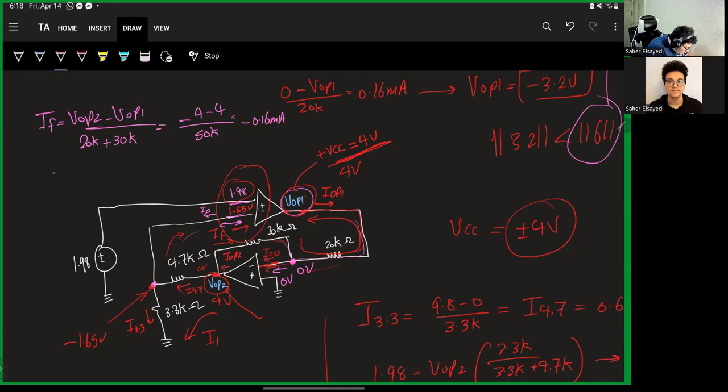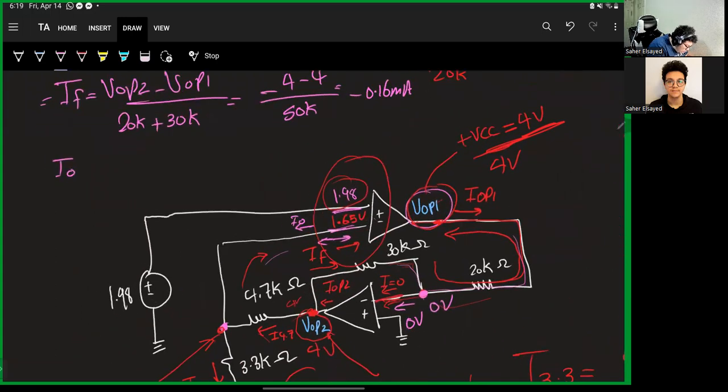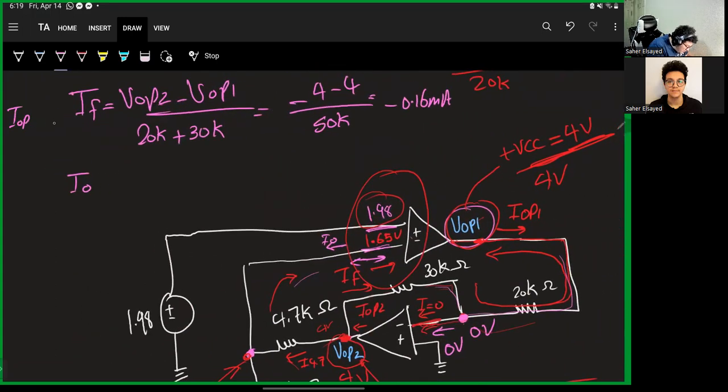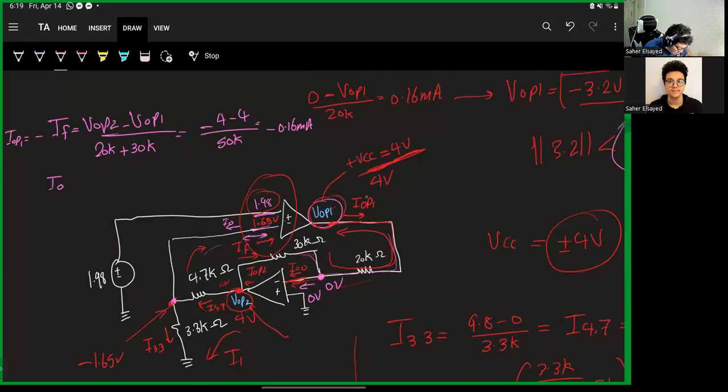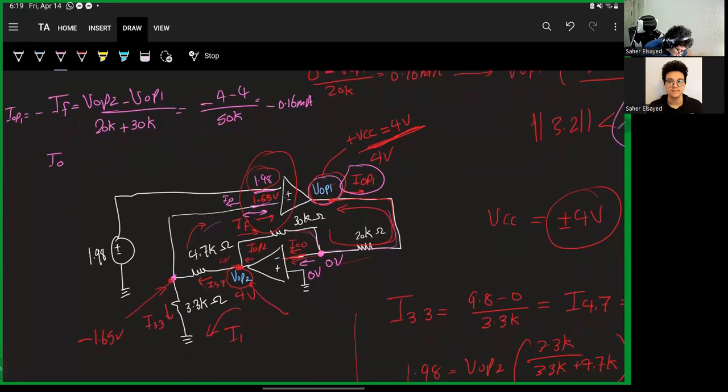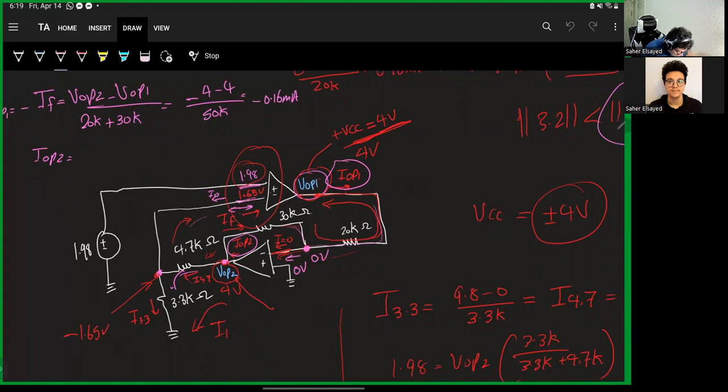Okay. Now IOB2, which is this current here, IOB1 or B2? IOB1, I'm going to put it here. IOB1 is negative IF, right? It's the opposite of IF. IOB2, which is the current here now. We can do some sort of a KCL here, right? We know I1, which is the current here, and we know IF. So IOB2 is basically a KCL. Simple enough.